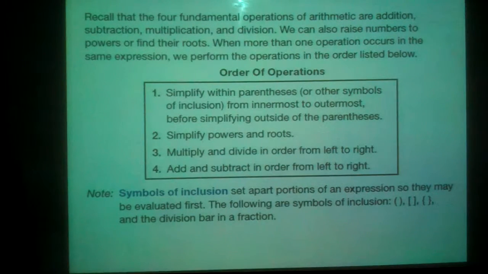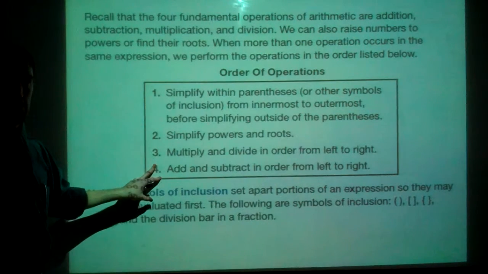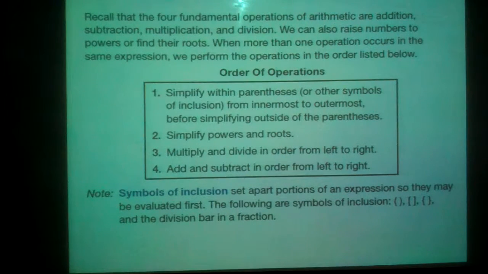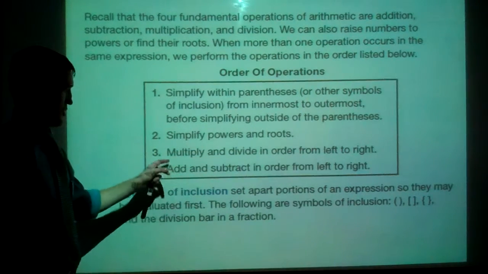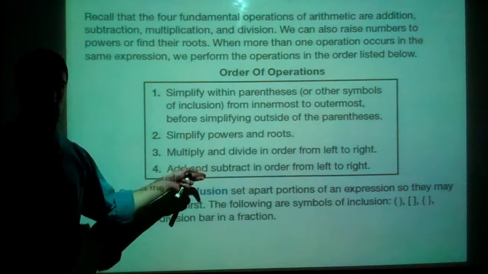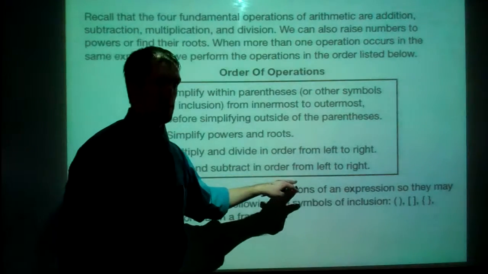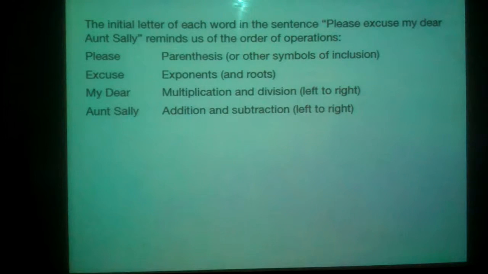When we do a division bar, we'll usually figure out things on top first and the things on the bottom, and then we'll divide in the end, and we'll show you what that looks like. Okay, 2, simplify powers and roots. Number 3, multiply and divide in order from left to right. So multiplication and division are on the same step, so it doesn't matter which one you do first, you follow it from left to right at that point. Addition and subtraction are also on the same step, and we do those from left to right. And we'll show you what that looks like.